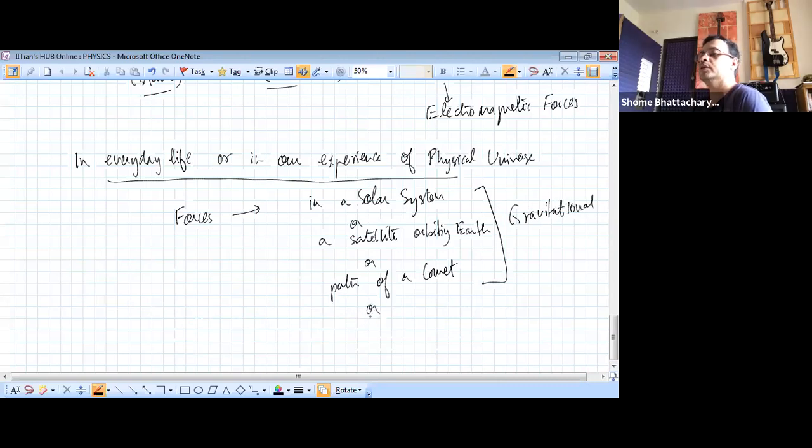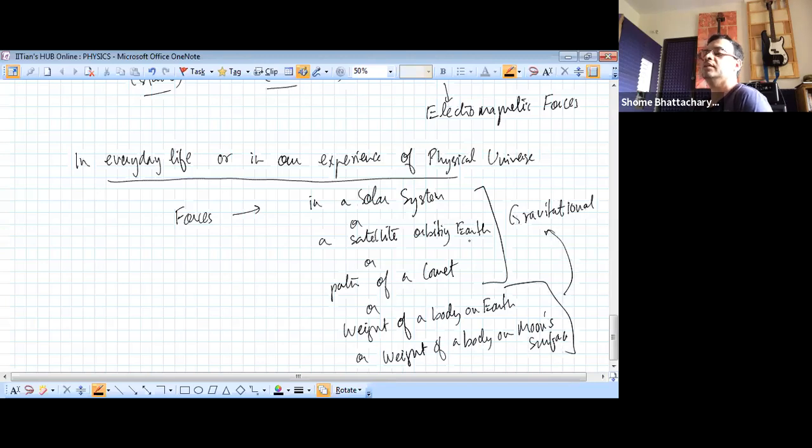Weight of a body on Earth, or weight of a body on the moon surface. You go to the moon surface, what is the weight you will experience? These are all coming under the gravitational kind of interaction.